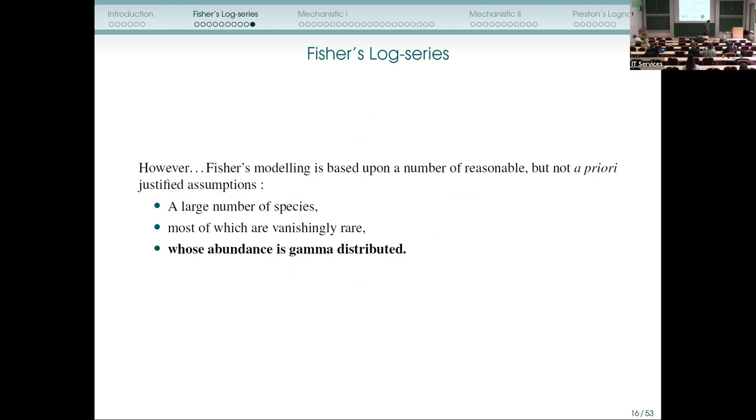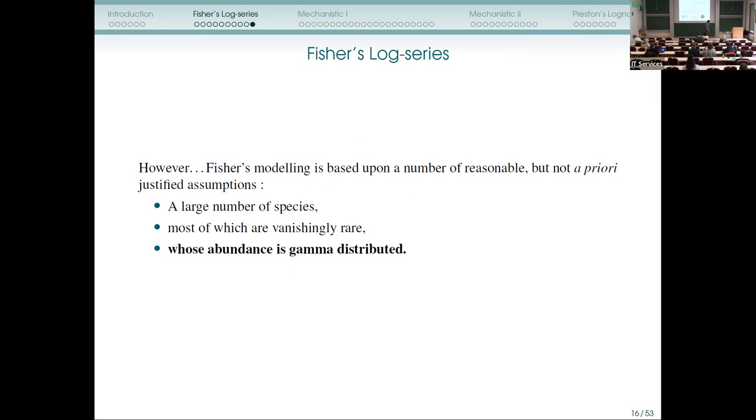So let's go ahead. We've got this great model. Fits the data fantastically. We know how to fit the parameters for the model. Really easy summary statistics, two numbers give me all the parameters in the model. Great model. But you might want to ask, well, why did Fisher make the modeling assumptions that he did?